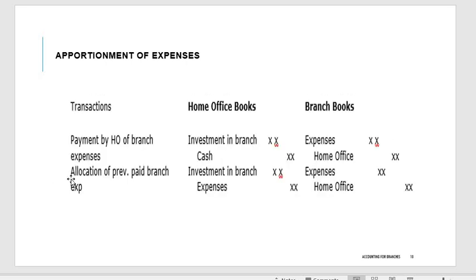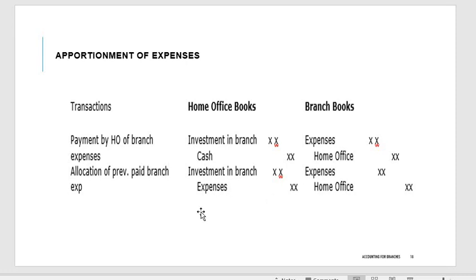So, the entry for that, no, if expenses ni branch kibayaran ni home office, so yung entry ni home office, it will increase the investment account, no, debit investment in branch account, credit cash. And then, since kay branch yun na expenses, or it is rightful naman din, no, na i-record ni branch as expenses niya. So, debit siya ng expenses, credit siya ng home office. No? What if allocation of previous expenses, no, to the branch? No? So, debit lang siya ng investment in branch, credit expenses, the same bit kay branch, no? Debit expenses, credit home office.